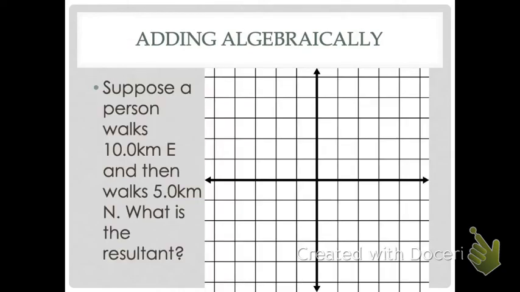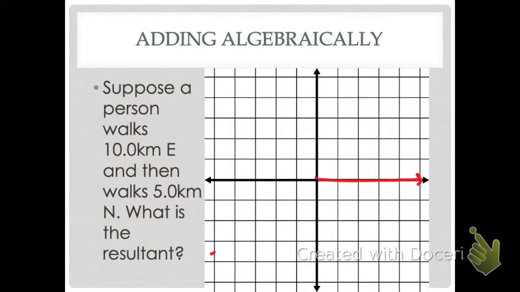Algebraically, this is the method we use a lot more often, by just adding our vectors using the math, right? Using Pythagorean theorem, all that kind of stuff. So let's say that I walk 10 kilometers east. I'm going to count each of these boxes as 2 kilometers. So if I go 10 kilometers east, that puts me here. And then 5 kilometers north.